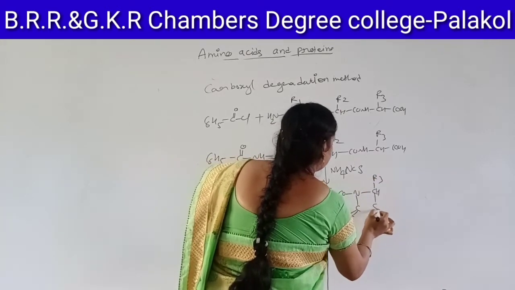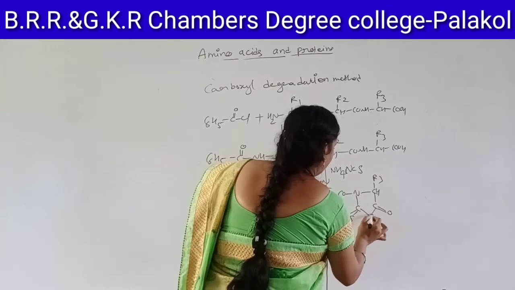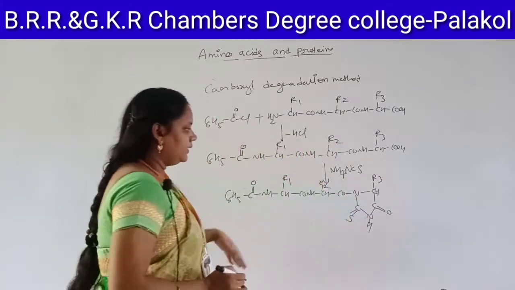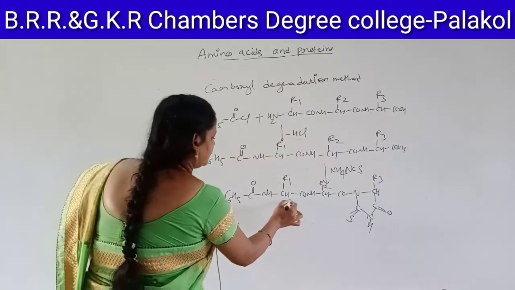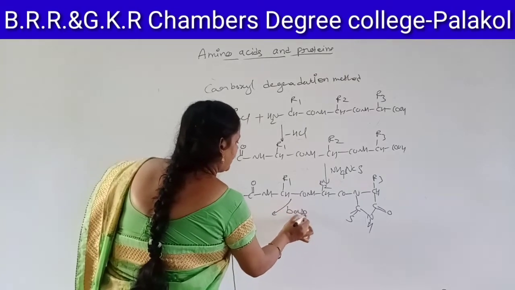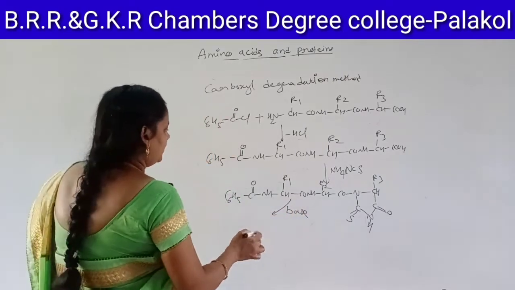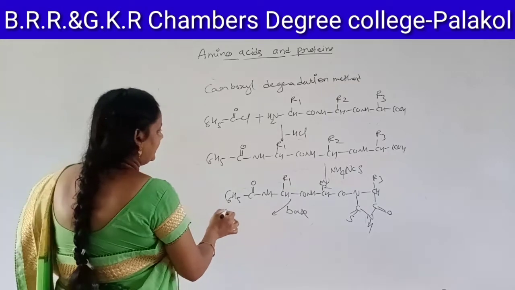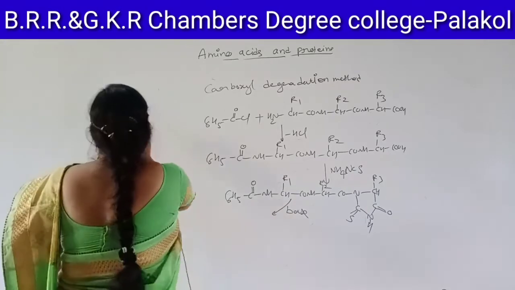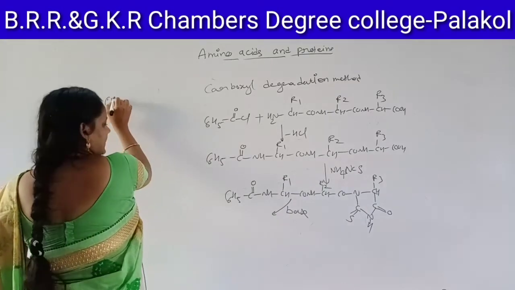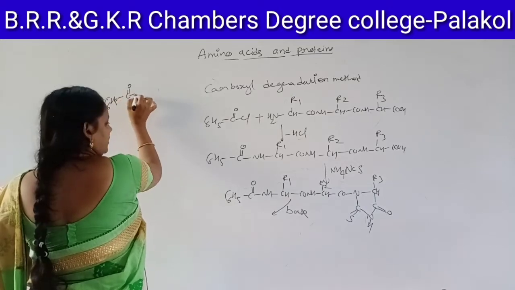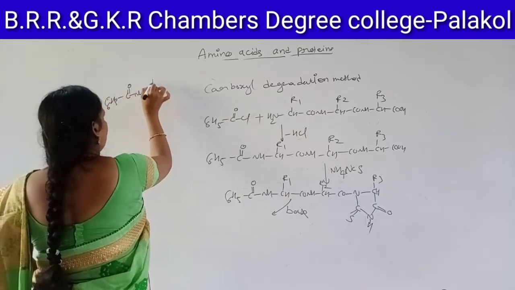HR3 here, C double bond O and NH. Next, you will add a base. If you add a base, what happens? You will get C6H5, C double bond O, NH, CHR1.